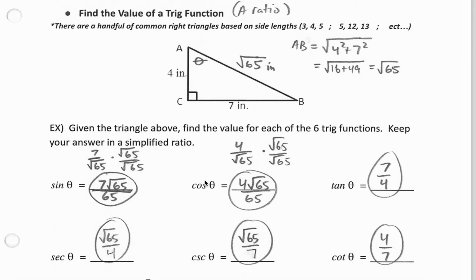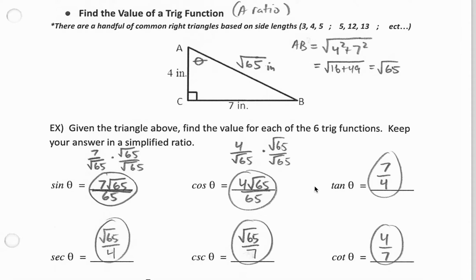Cosine compares the adjacent and hypotenuse sides. Relative to angle A, the adjacent side is AC, the value of 4, compared to the hypotenuse again. So 4 over the square root of 65. One more time, we need to rationalize that. If you notice the pattern that happened here, that radical value just got moved to the top, and the value inside the radical was rewritten without the radical. So the more you get used to these sorts of problems, you can think about that rationalizing in your head and jump straight from here to here.